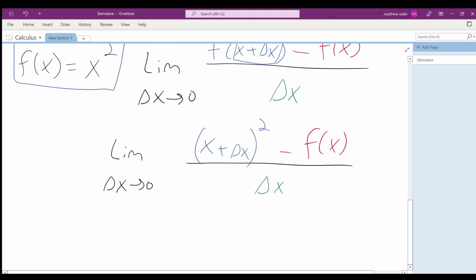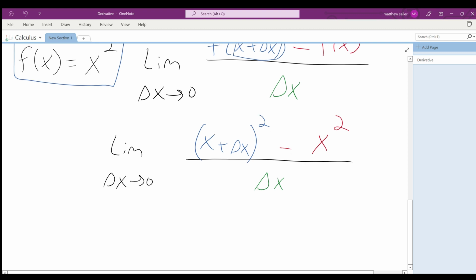Now this red part, f of x, is just our definition of f of x, which is x squared. So we'll plug that in. And now we have to solve this limit. The first step of solving a limit is always just trying to plug it in. If we plugged in 0, we would get some value on top divided by 0 on the bottom, since 0 would go in for delta x, and we would have a fraction divided by 0, which we can't do. So we can't just plug it in.